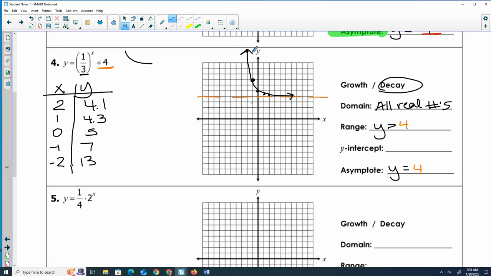All right, the only question we have not answered on this yet is the y-intercept. That is where we hit the y-axis. So if I'm looking at this graph, where did it hit the y-axis? At 5. It's always that point when your x was 0. So it's the point 0, 5. Any questions there?